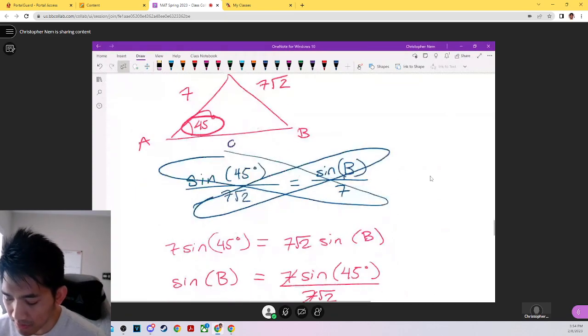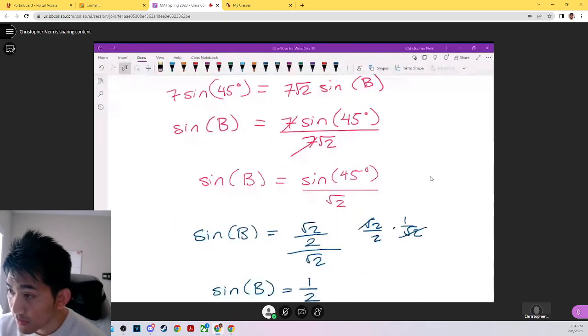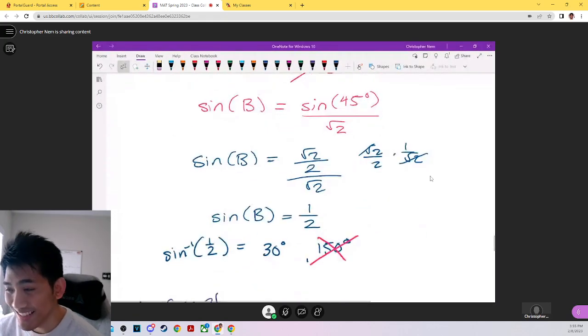So when I solve for this, cross multiply, solve all that stuff, I get sine of B is equal to 7 times sine of 45 over root 2. I can cancel out the 7s, and I get this. Now, sine of 45, you can actually calculate that, which is really nice. That's going to give you square root 2 over 2, divided by square root 2. And if you simplify it out, you get sine of B is equal to 1/2.